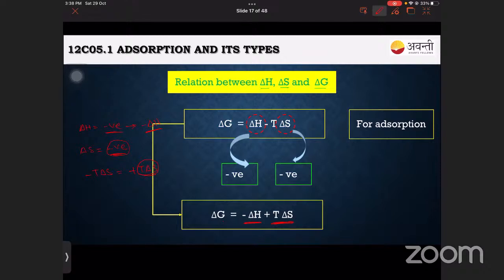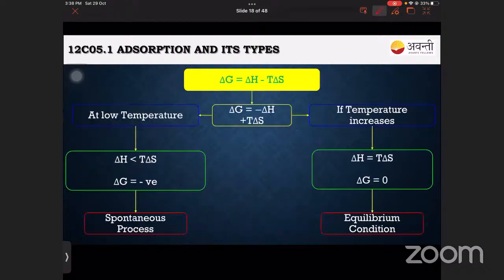Now let's see how these terms are affecting adsorption. Now see, at low temperature, what is happening? The T delta S term is less, right? At low temperature, let's say the first case is delta H greater than T delta S. If that's the case, delta G will be negative, right? Let's say this is 2 and this is 1. Minus 2 plus 1. What will it be? Minus 1, right? So if delta G is negative, it is nothing but a spontaneous process.